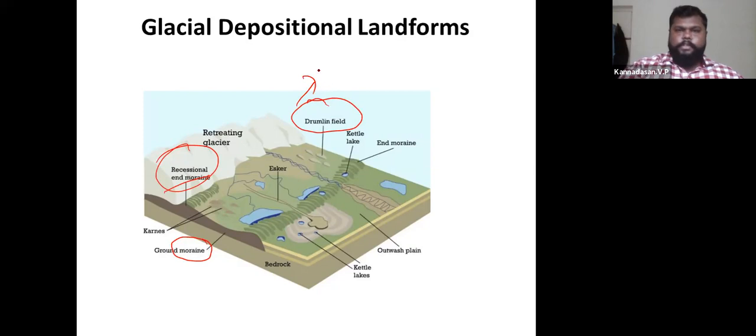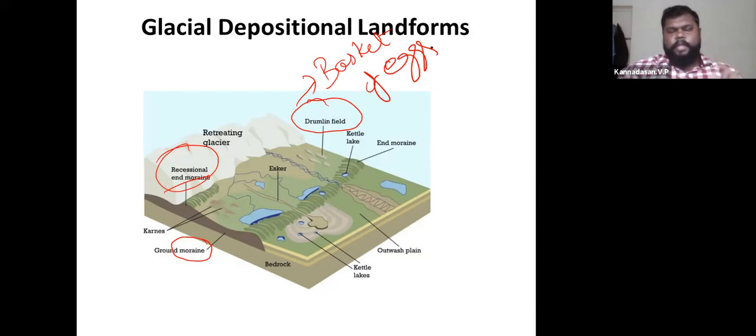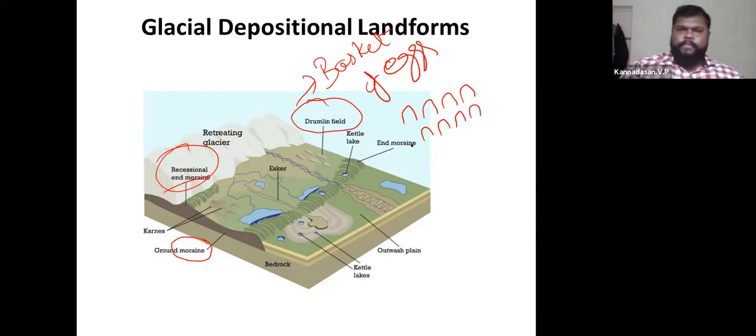This drumlin is also known as basket of eggs. Simple reason is it looks like eggs. So each drumlin will look like an egg. So the drumlin picture entirely, if you take, it looks like eggs. That's why this drumlin feature is also known as basket of eggs topography.